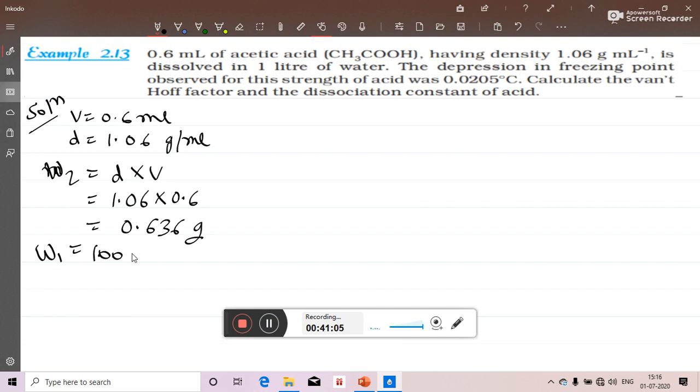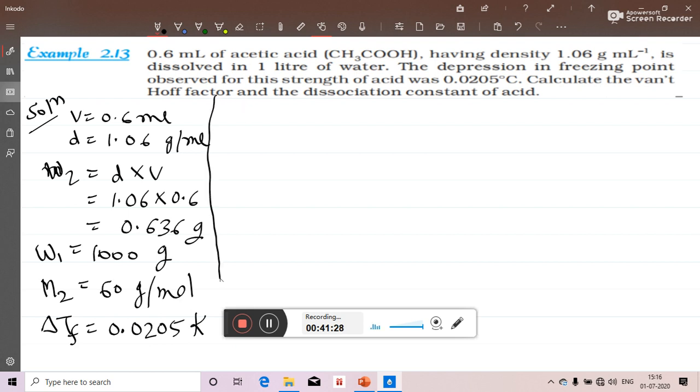Now what will be the molar mass of acetic acid? So the formula is CH3COOH. So when we put the values, we will get 60 gram per mole. Now depression in freezing point, that is delta TF, is given as 0.0205 degrees Celsius. So that can be written as Kelvin also.